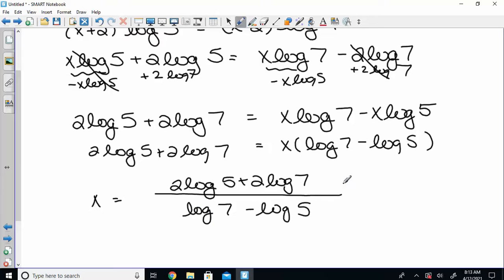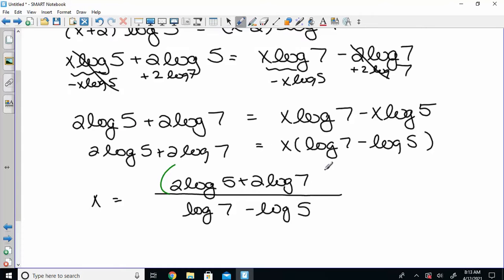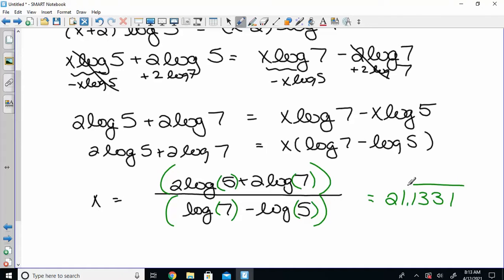Be very careful when you put this in the calculator. You need parentheses around the entire numerator and denominator, but every time you open a log or you push the log button, it opens parentheses, so you have to make sure and close each of those as well. So if you type it in like this, you should get 21.1331.